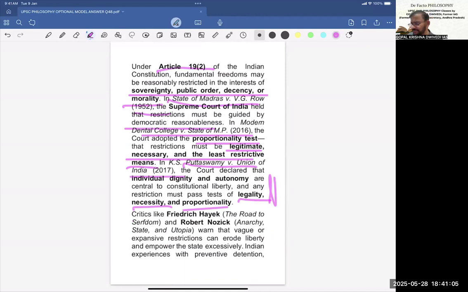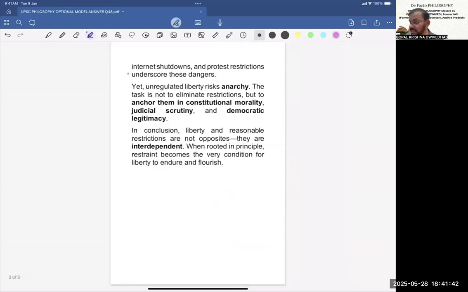Now we'll see some critiques of this. Critics like Friedrich Hayek, The Road to Serfdom, this is his book, then Robert Nozick, Anarchy, State and Utopia, warn that vague or expansive restrictions can erode liberty and empower the state excessively. Basically, they are extreme libertarians. They say be careful. Expansive or vague restrictions can definitely endanger liberty in a democracy. So one has to be careful. Indian experiences with preventive detention, internet shutdowns, and protest restrictions underscore these dangers. It is happening in India, or it may happen elsewhere also. So there has to be reasonableness in restrictions.